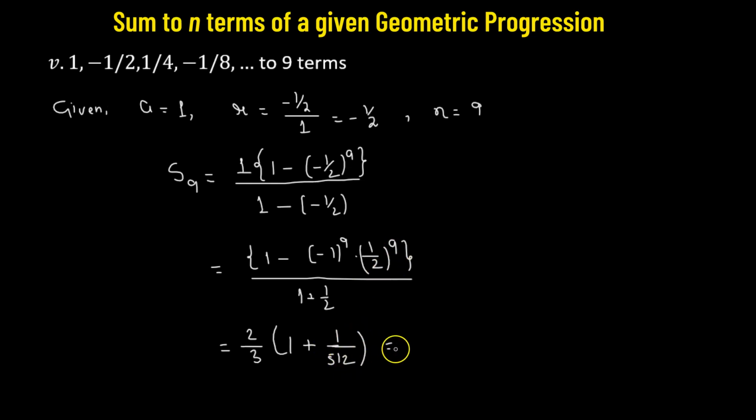So after further simplification, this is going to give us a value 171 divided by 256. So this is going to be the sum to the 9 terms of the given geometric progression. Moving on to the sixth problem.